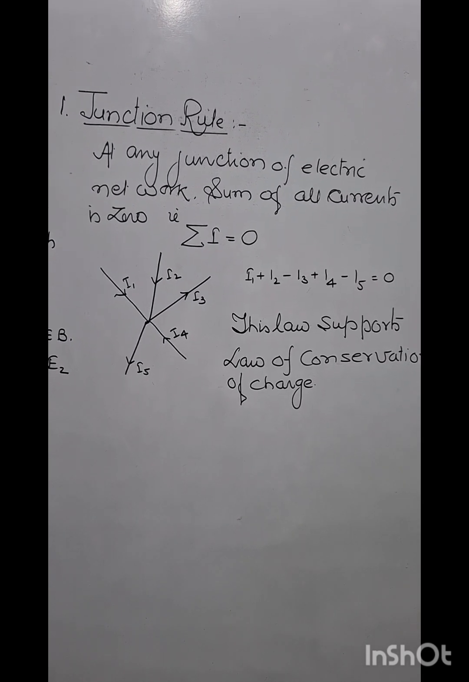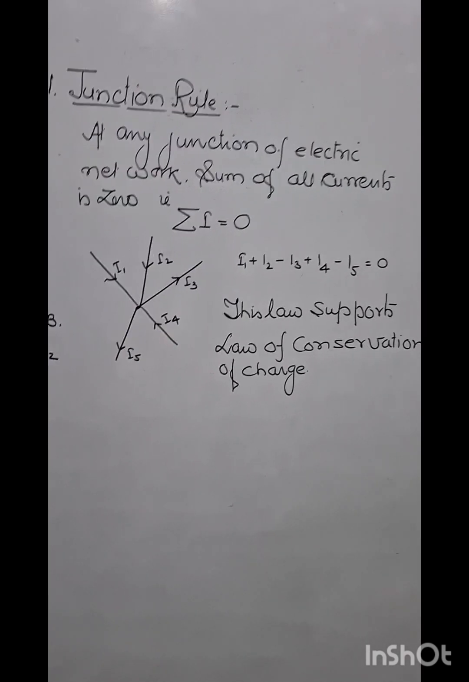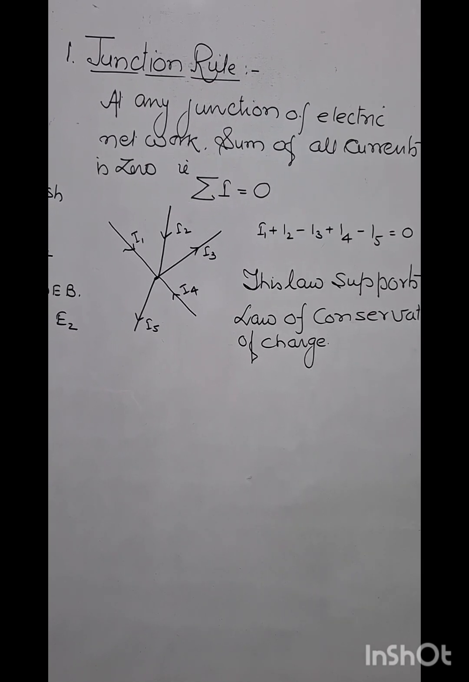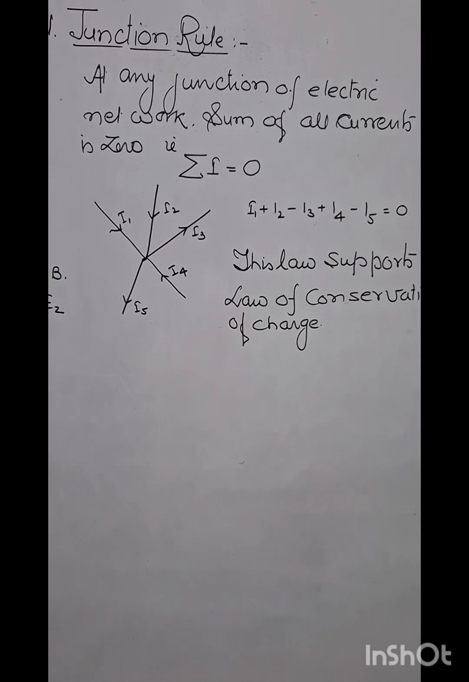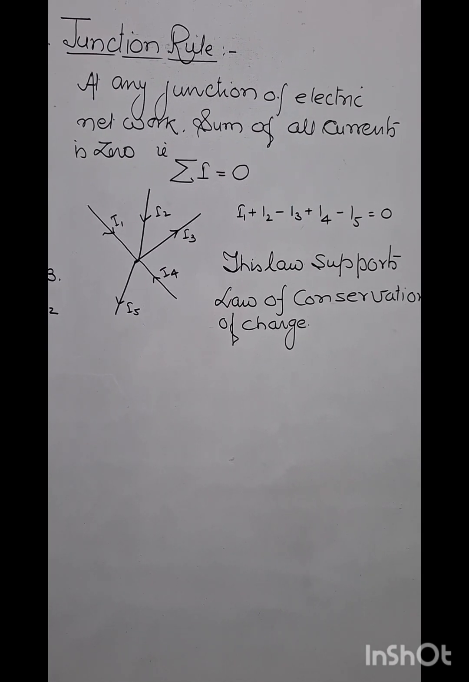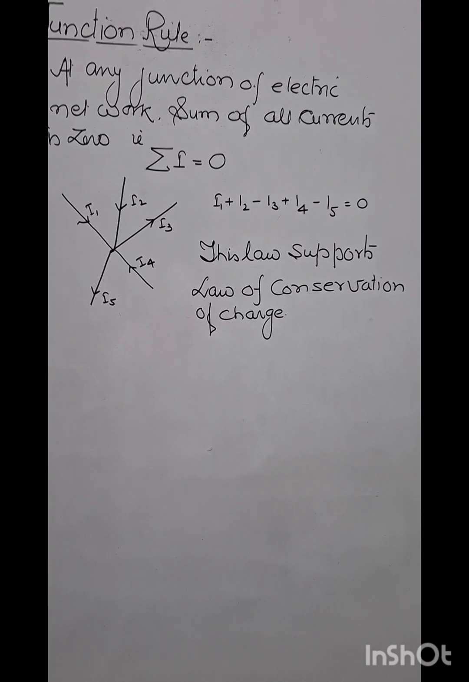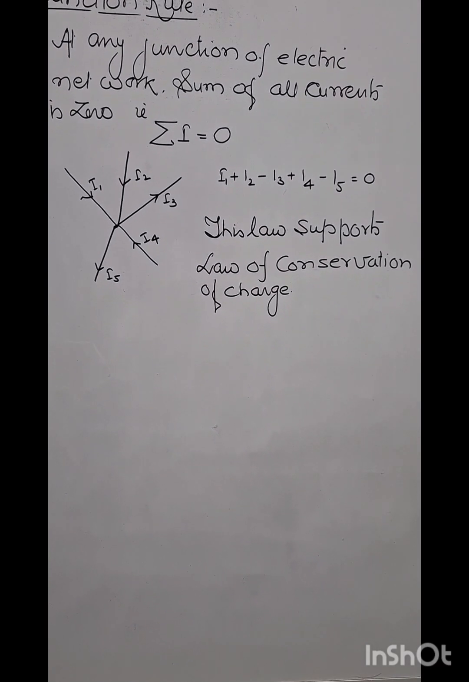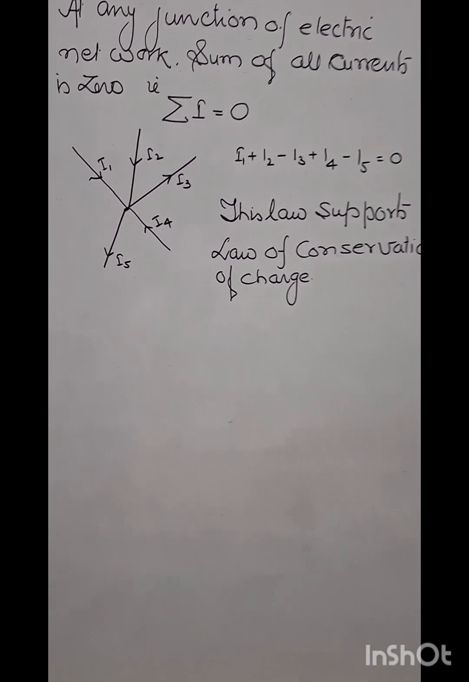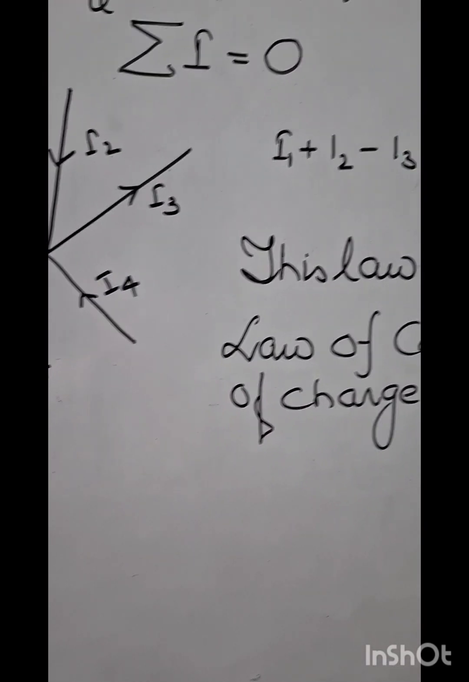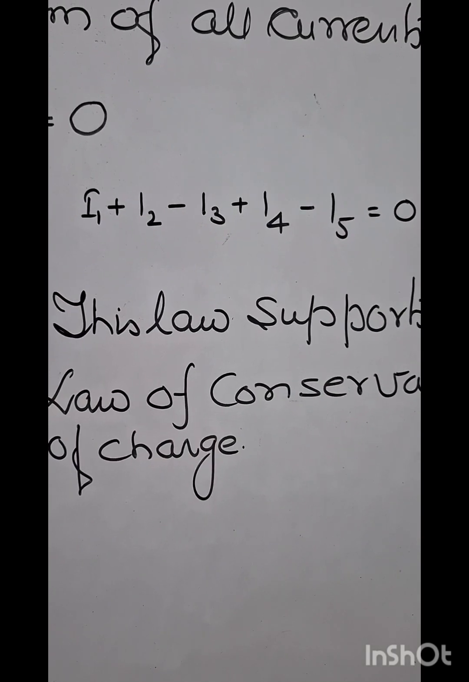Kirchoff's laws. To solve complicated electric circuits, scientist Kirchoff gave two laws. Number one, junction rule. According to this rule, the algebraic sum of all the currents at any junction of an electric network is 0. When we apply this law, currents coming towards the junction are taken positive and currents going away from the junction are taken negative.